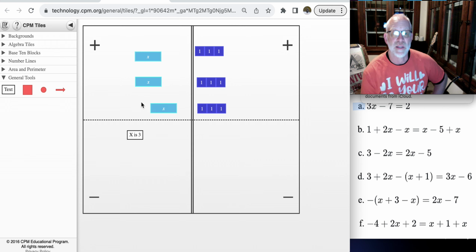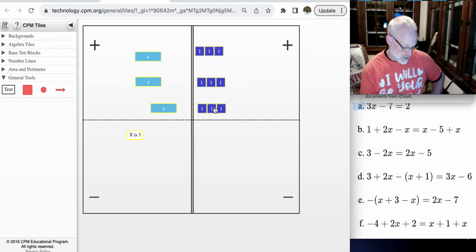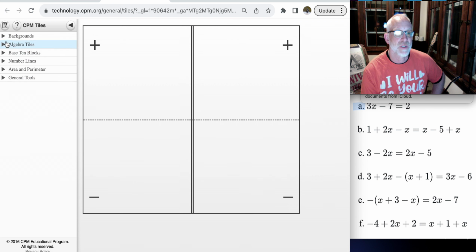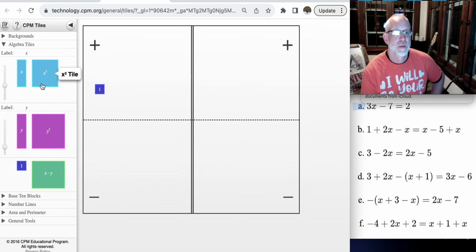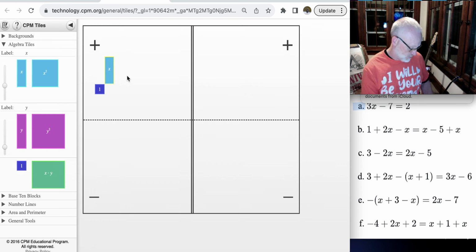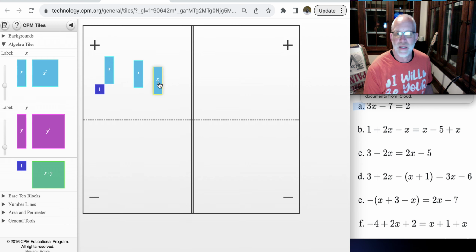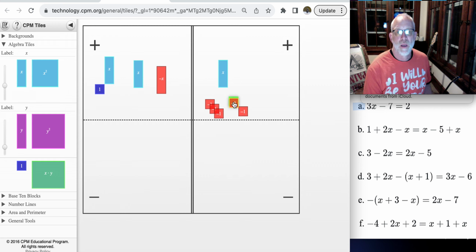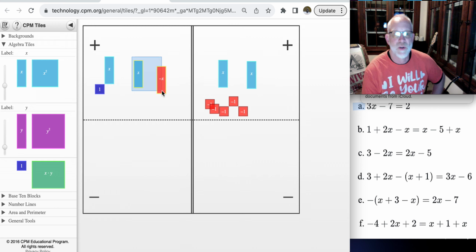All right, b looks like this. On this side, we have 1 plus 2 x's minus an x. Now we have the equal sign, so we go over to this side. We have x, we have 5 negatives, and we have a positive x. All right, I see a 0 pair here.